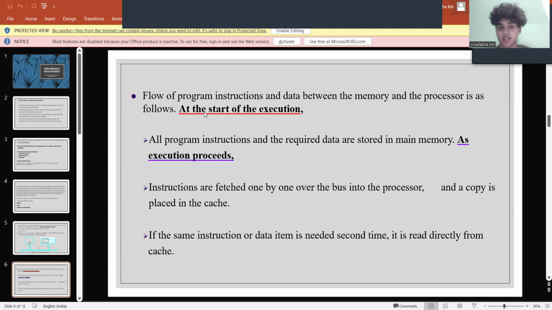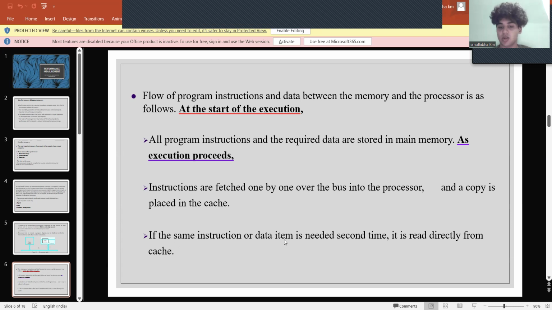At the start of the execution, all the program instructions and the required data are stored in the main memory. As the execution proceeds, each instruction is fetched one by one over the bus into the processor, and a copy is placed in the cache. The cache stores a copy of each instruction that is in the processor.